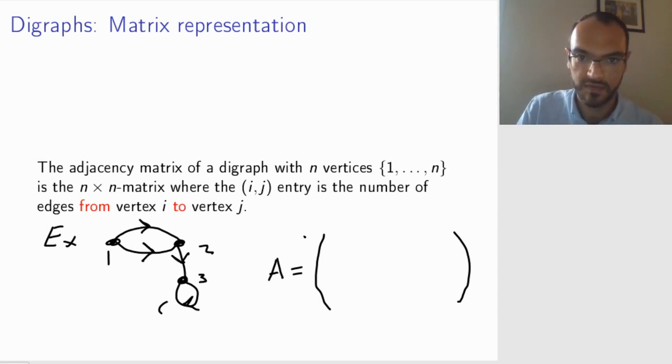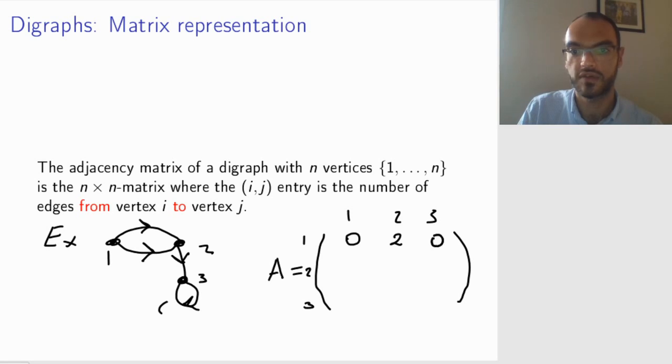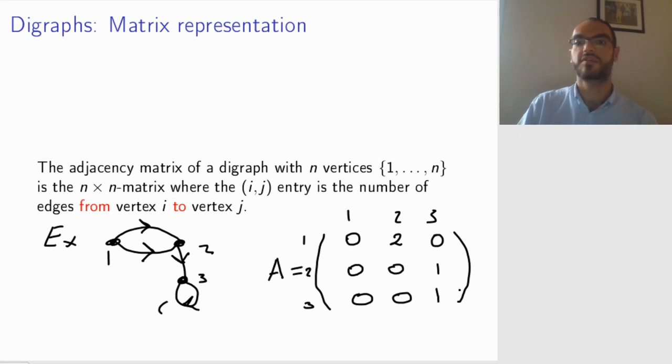Okay, so I have my vertices 1, 2, 3 and my vertices 1, 2, 3. So I have no edge from vertex 1 to vertex 1. I have 2 edges from vertex 1 to vertex 2, no edge from vertex 1 to vertex 3, no edge from vertex 2 to vertex 1. So the matrix is no longer symmetric. I have no edges from 2 to 2, 1 edge from 2 to 3. From 3, I have no edges to 1, no edges to 2, but 1 edge from 3 to 3.